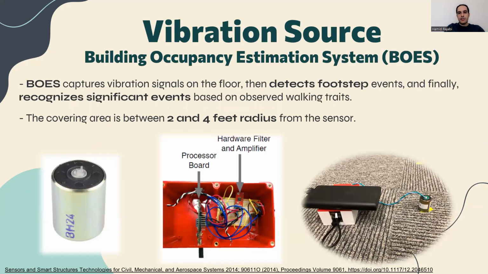The second source is a vibration-based sensing system called the Building Occupancy Estimation System, or BOES for short. BOES, similar to ThermoSense, is a non-intrusive occupancy monitoring system. It captures vibration signals on the floor, then detects footstep events, and finally recognizes significant events based on observed walking traits. The final output is the estimated occupancy count in the zone. And by the way, the covering area of BOES is measured to be between 2 and 4 feet radius from the sensor.